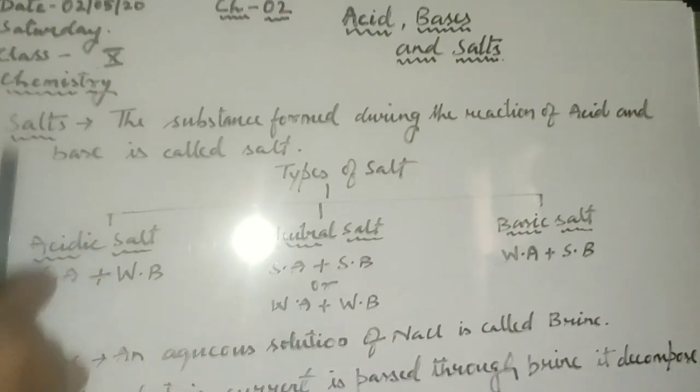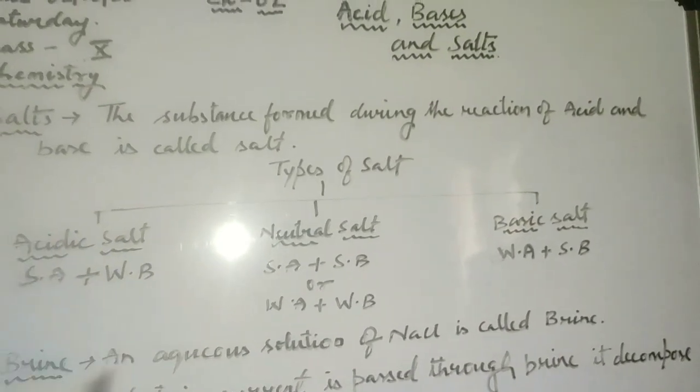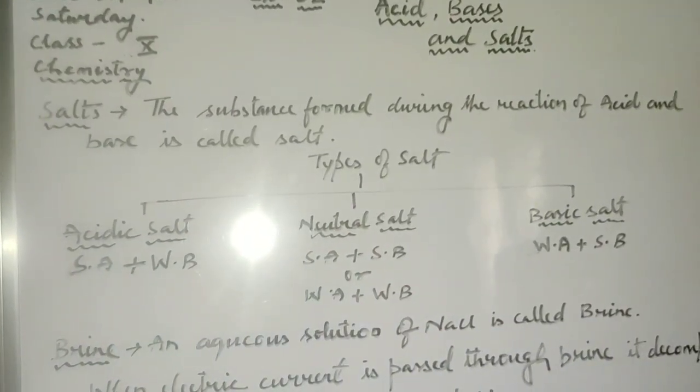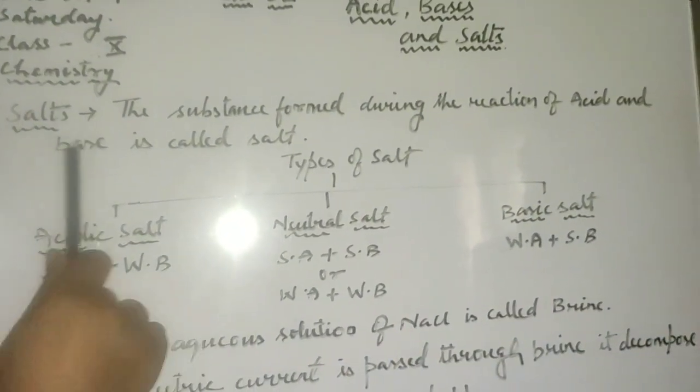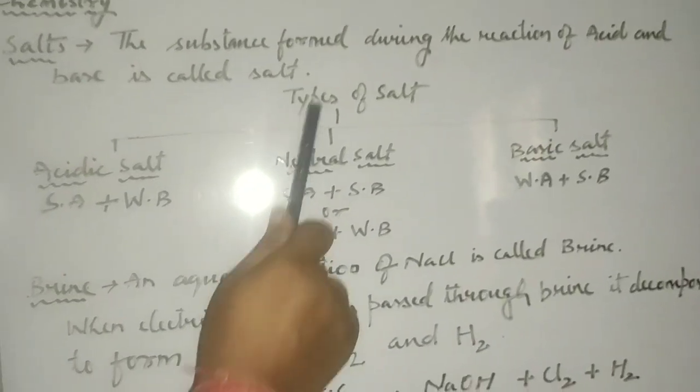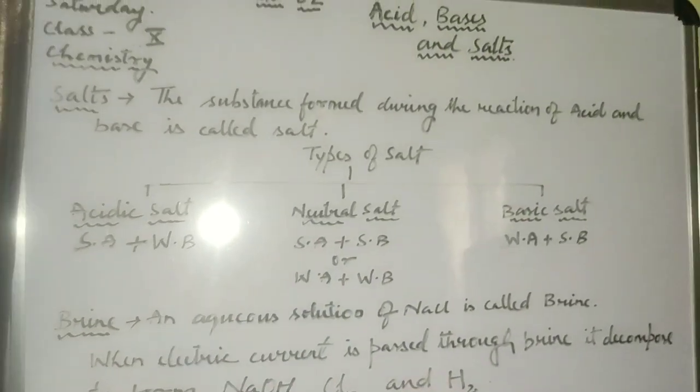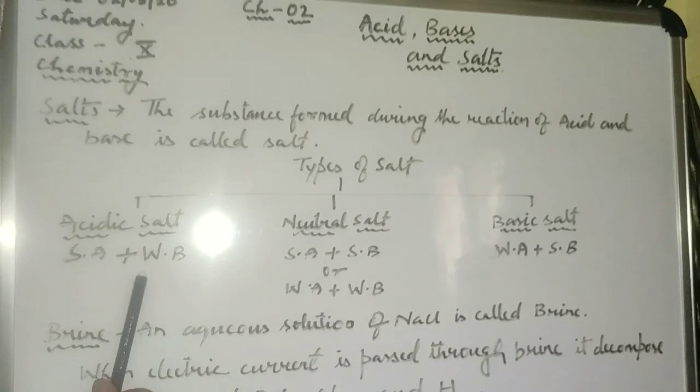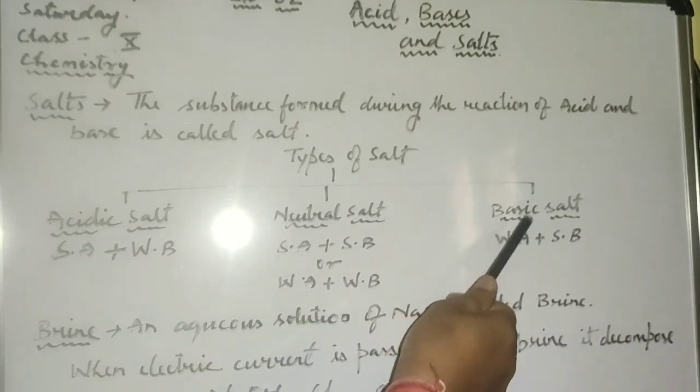Now, the next topic is salt. What are salts? The substance formed during the reaction of acid and base is called salt. Now, the types of salt. There are basically 3 types of salt. First one is acidic salt, neutral salt, basic salt.